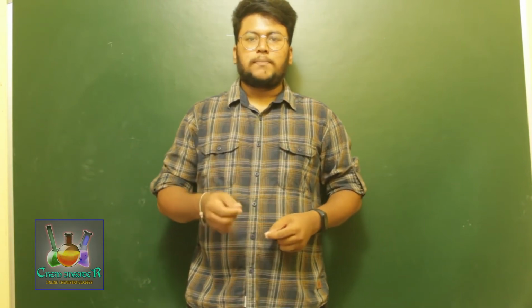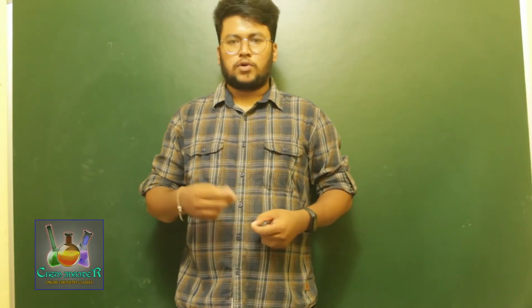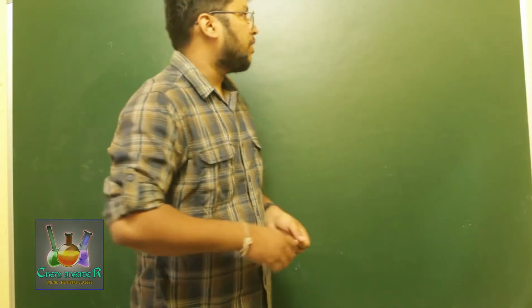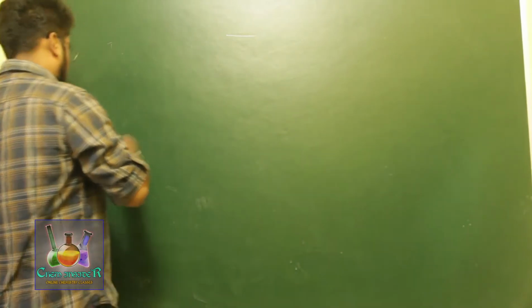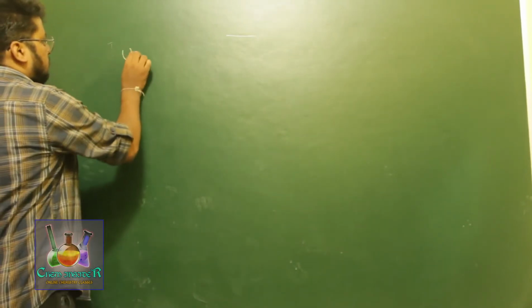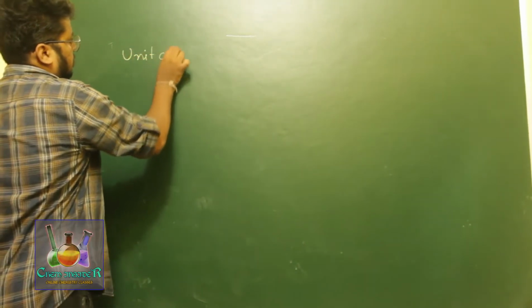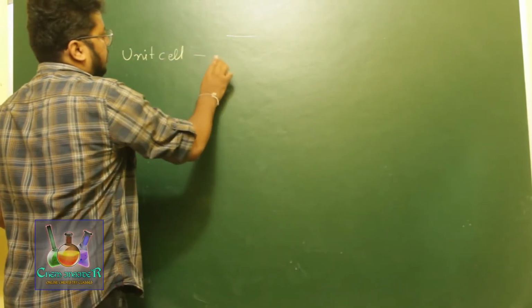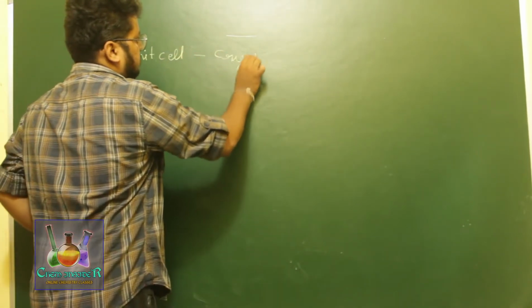So in this class we are going to discuss the first chapter of class 12, solid state. In that we are going to learn about types of unit cells, what is a unit cell and what is a crystal lattice. So to begin with, we'll start with unit cell. Unit cell and crystal lattice.